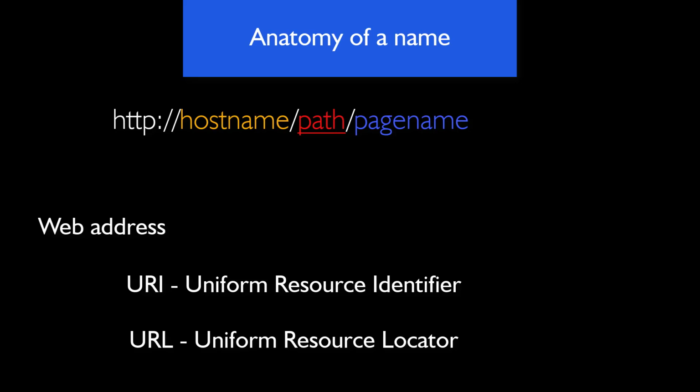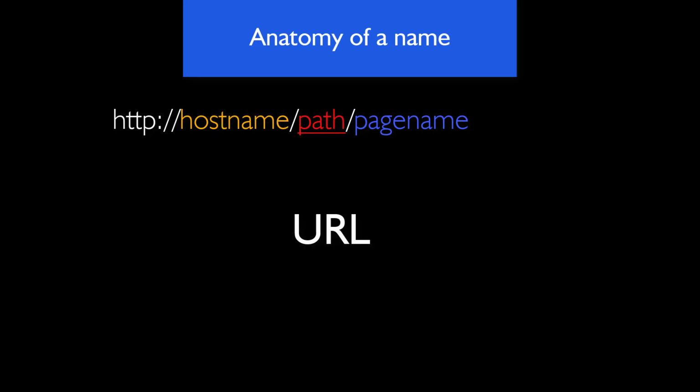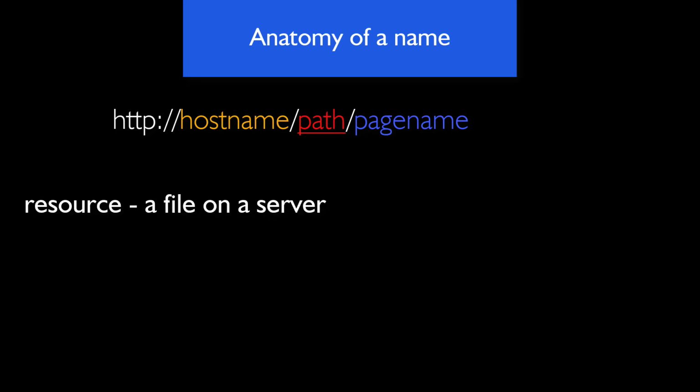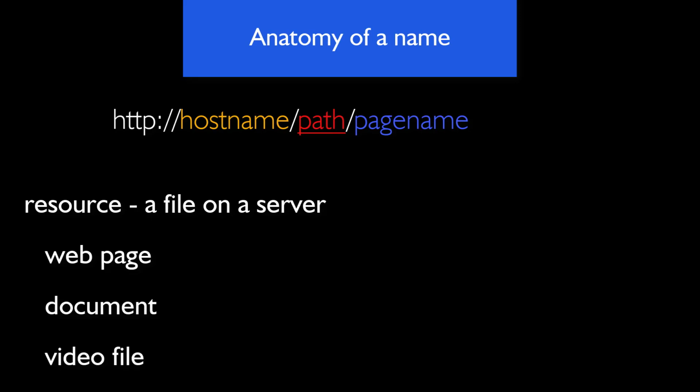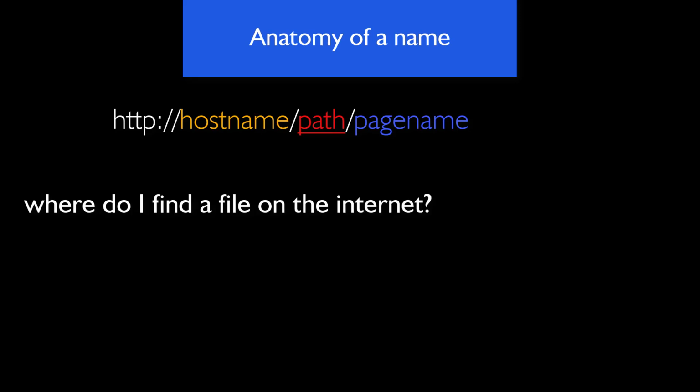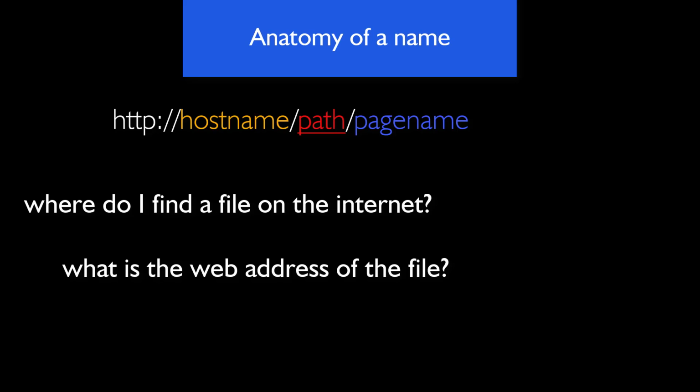Technically, URLs are a subset of URIs, but in informal discussion, these are the same, and we will use the most commonly used acronym of URL in our courses here. A resource is a file on a server, a web page, a document, a video file, and so on. So the question of where do I find a file on the internet is the same as what is the web address of the file and what is the URL of the file.